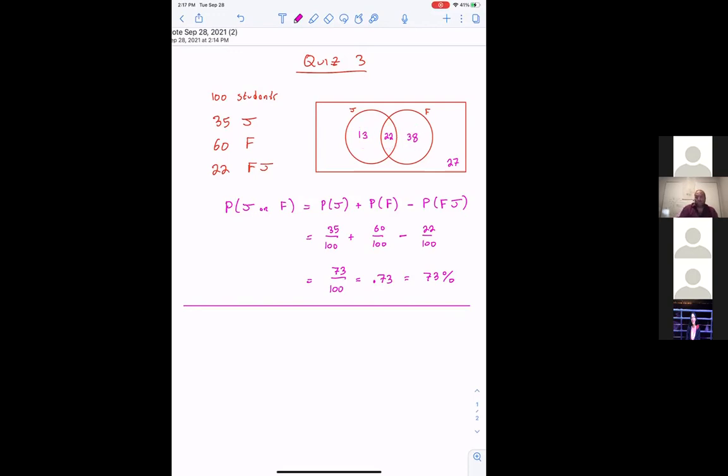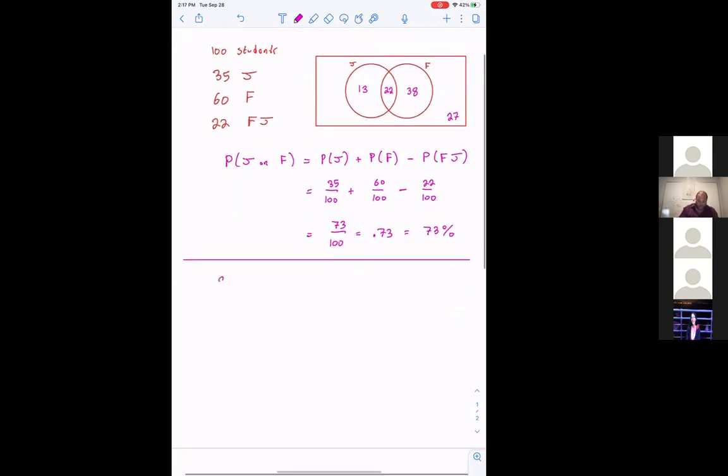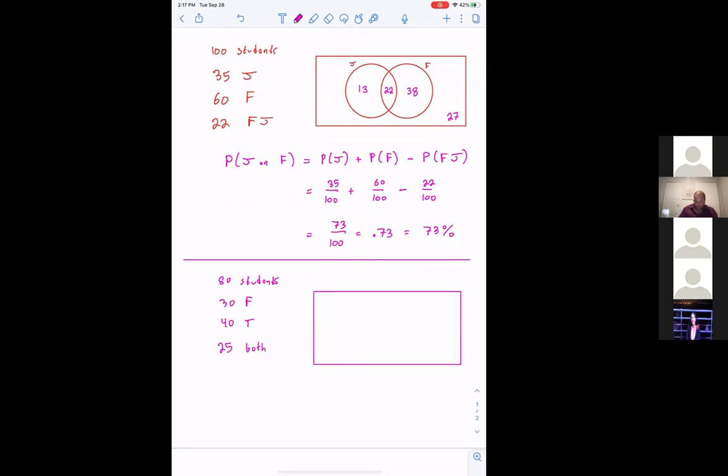Question 2 read, in a group of 80 students, 30 use Facebook and 40 use Twitter and 25 use both. So again, I'm going to make a Venn diagram. This time it says make a Venn diagram. Again, I have 2 circles, my Facebook circle and my Twitter circle. I always start with the inside, 25.